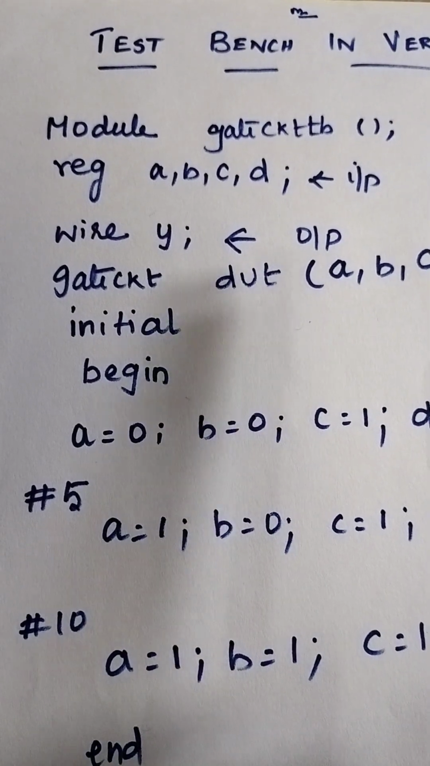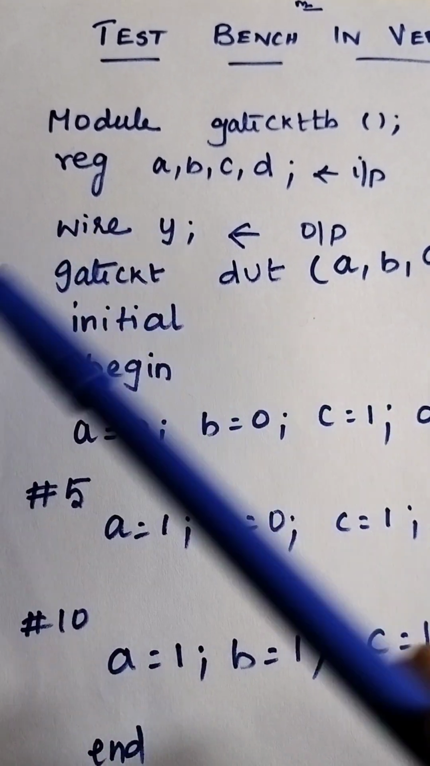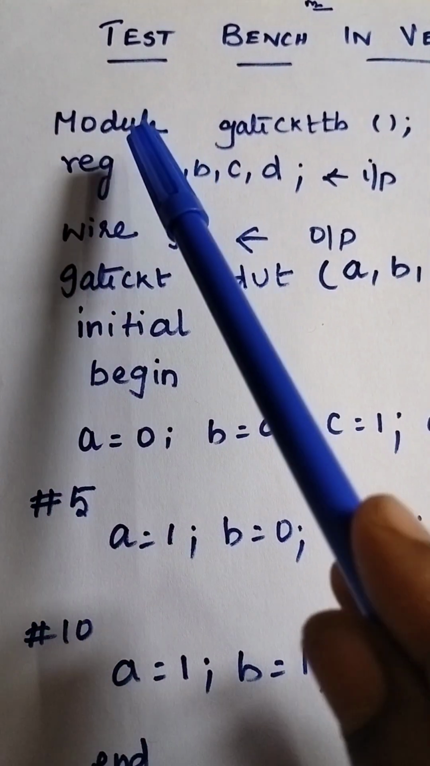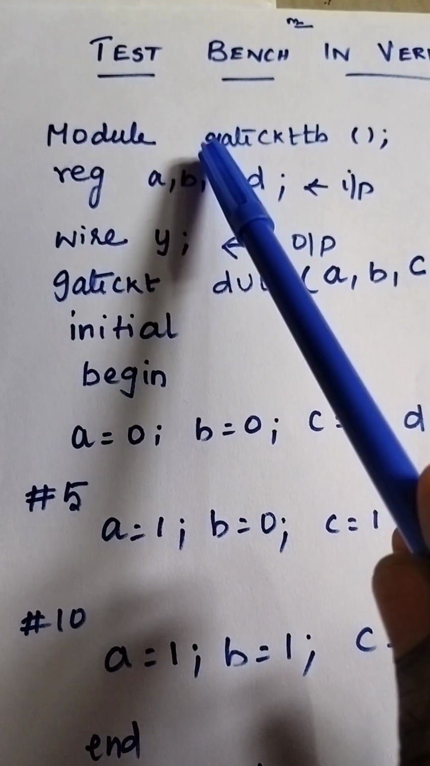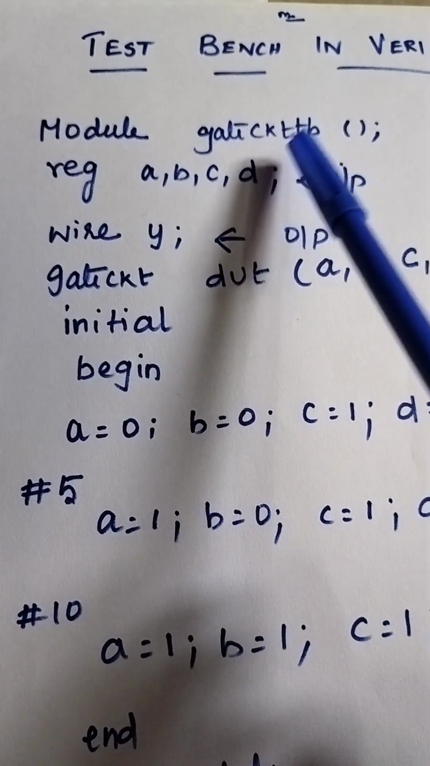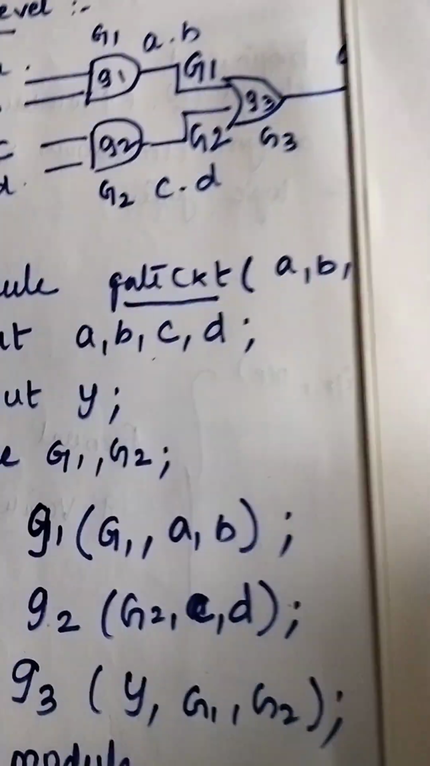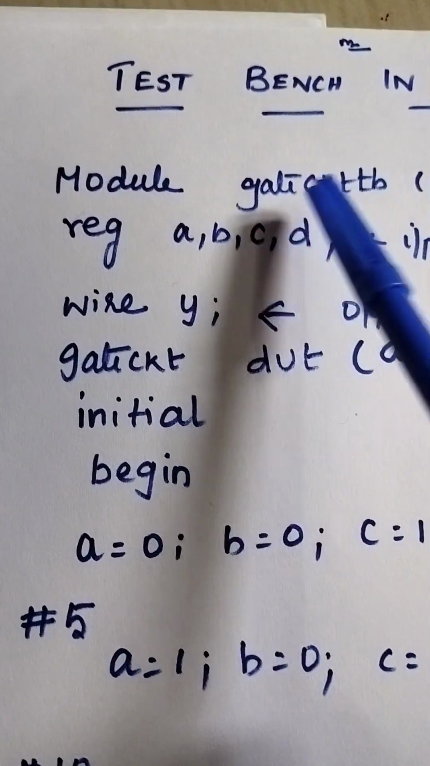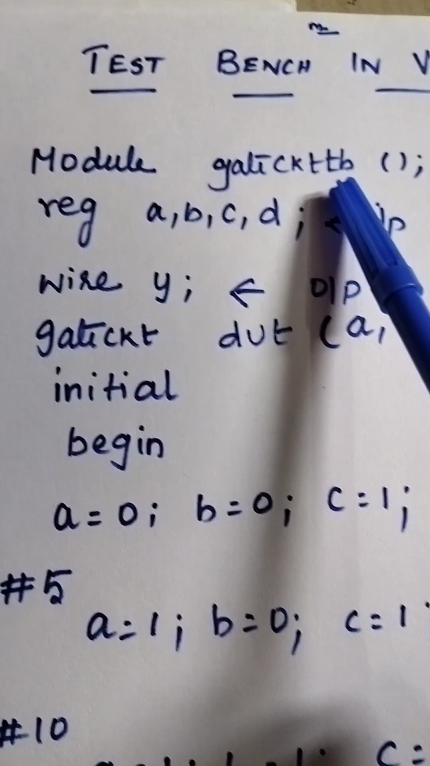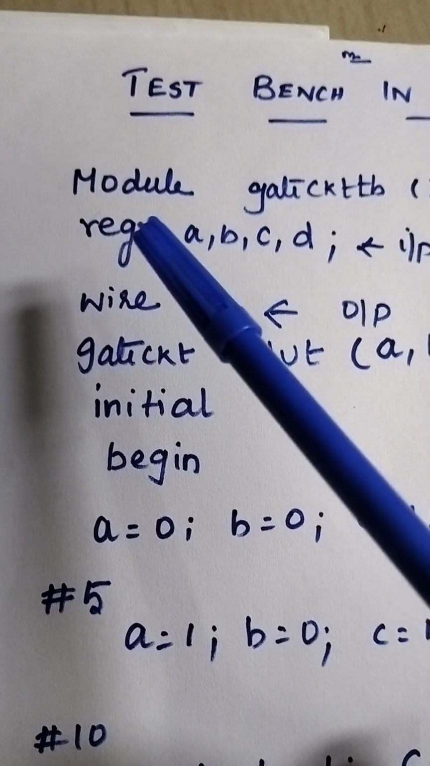I'll tell you how to write a test bench. It's similar to the coding. As usual, you should have your module. And here I have written the same name, along with that, I've taken TB. Here I have written gate circuit, gate circuit TB. As you wish, you can give your own name, semicolon.